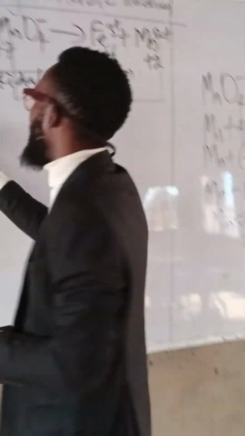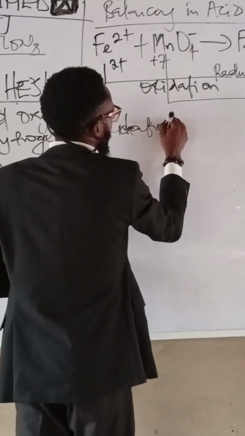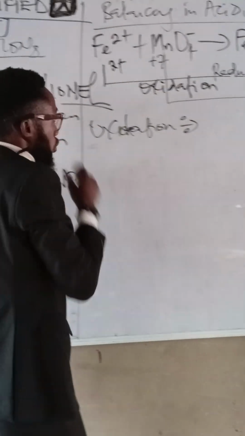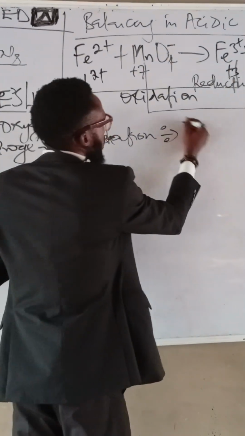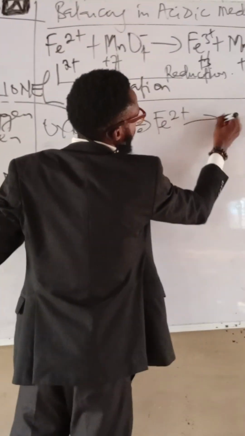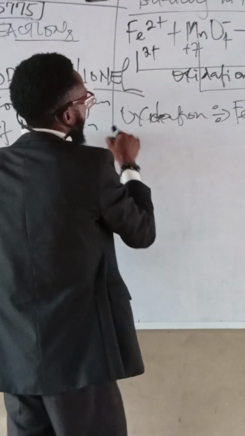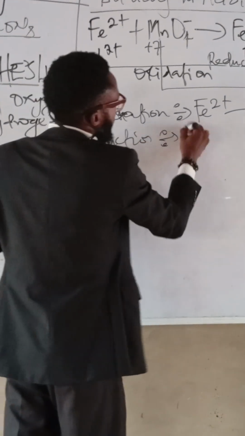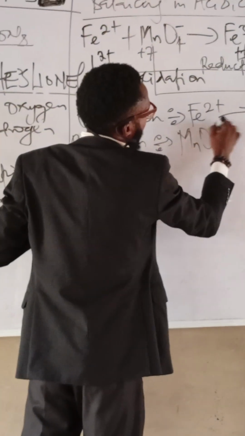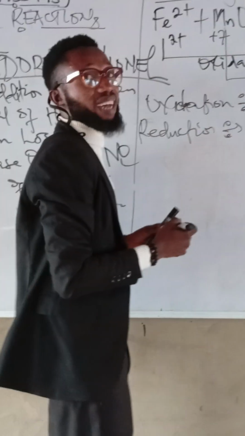Now, what is the oxidation site here? Sorry. Which one undergoes oxidation? Our iron, right? We have Fe2+ to give us Fe3+. Now, and the one that undergoes reduction is what? MnO4 minus to give what? Mn2+. Is that taken out?